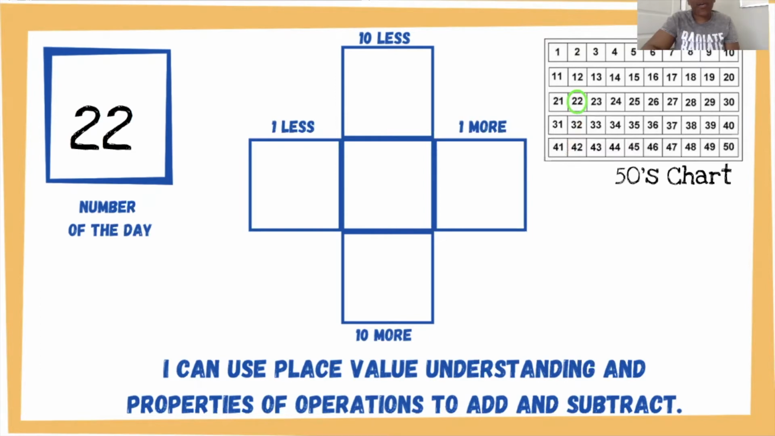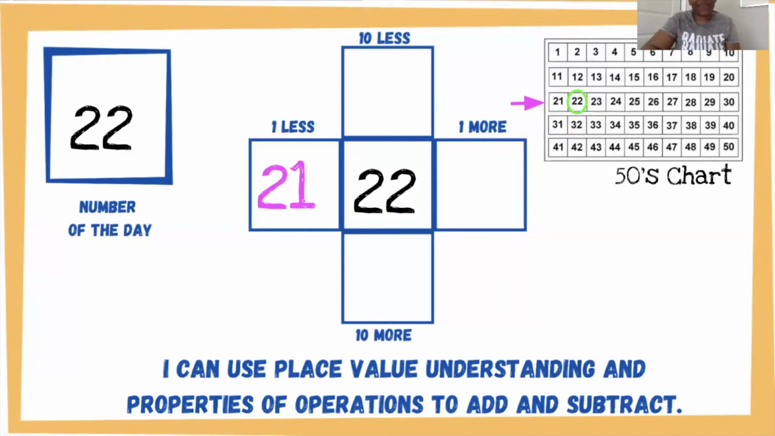Now, we are going to see if we can figure out what number is 1 less than 22. 1 less means that it is the number that comes before the number 22 on our hundreds chart. Can you find the number that is 1 less than 22? That's right, you found it. The number that is 1 less than 22 is 21.